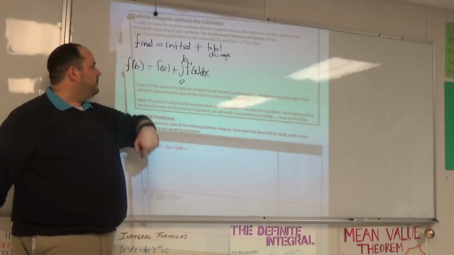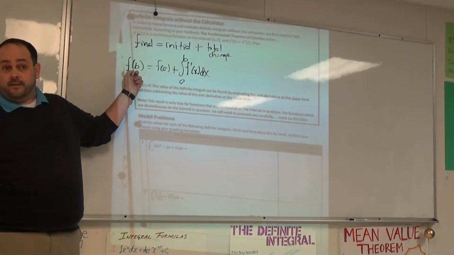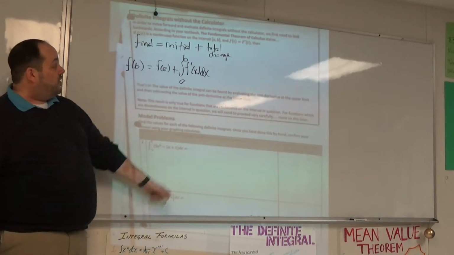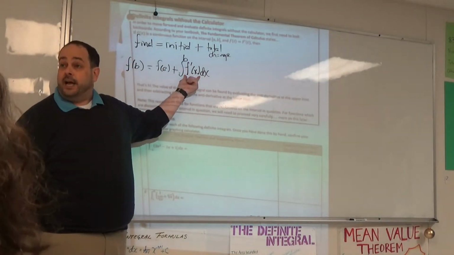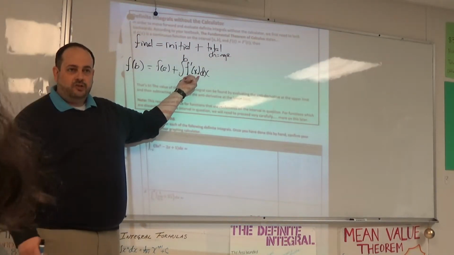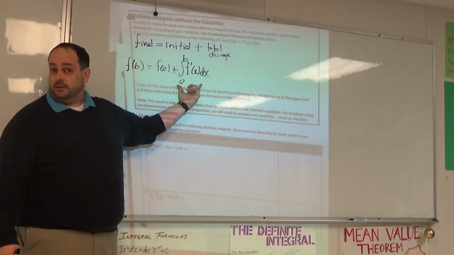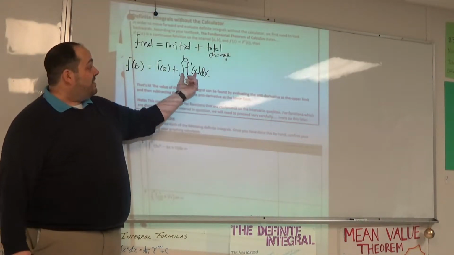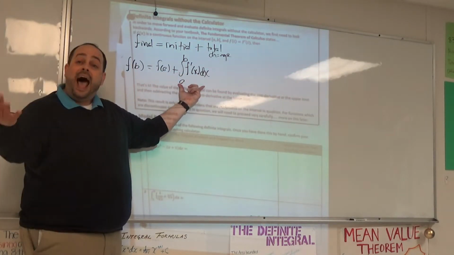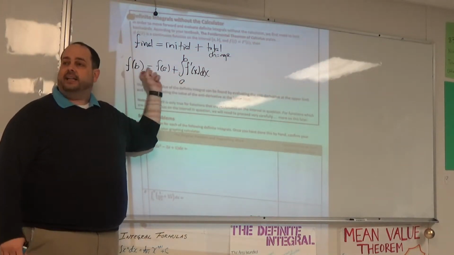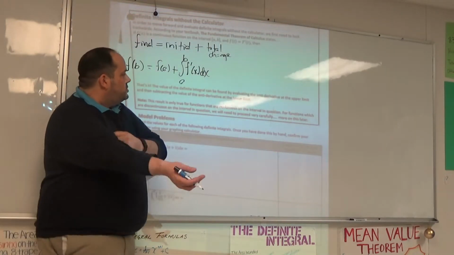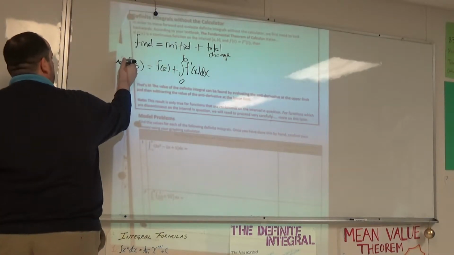You're right. F of b is the final value. F of a is the initial. The integral from a to b of f prime is the change. F prime is how fast f changes, so if f prime is how fast f changes, then the definite integral is how much it changes. The final equals the initial plus the total change. This is how it works. So this guy here is the key.